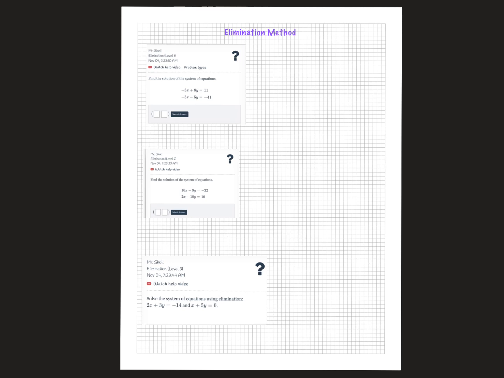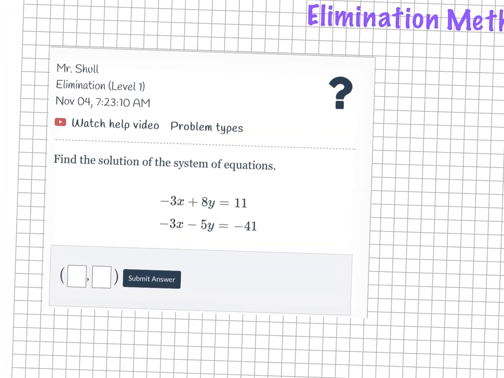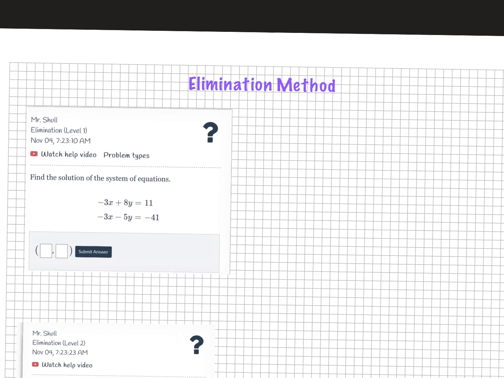All right, A group. We're going to learn a new method today. We're going to learn the elimination method. I'm going to go pretty quickly through this, and I'll be in class to help you out. Okay, so here's the method for this one. Here's level 1 for the elimination method.